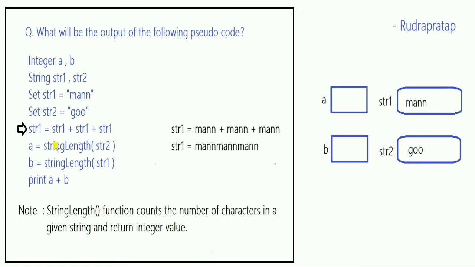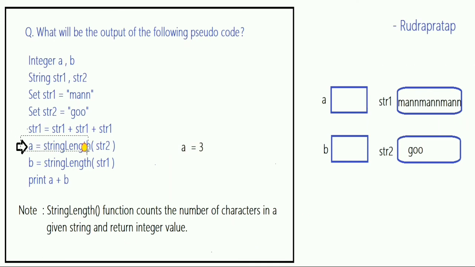After that we have the statement str1 equal to str1 plus str1 plus str1. So MANN plus MANN plus MANN, so MANN MANN MANN, and it is assigned to the string str1. After that we have strlen of str2. Note here, the string length function counts the number of characters in a given string and returns an integer value. So 3 is returned to variable a, and after that we have b. In str1 we have 12 characters, so it will return 12 and 12 is assigned to the variable b.